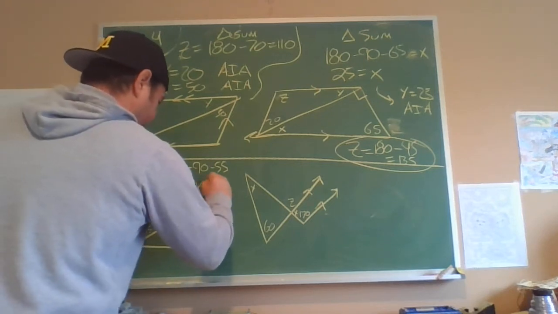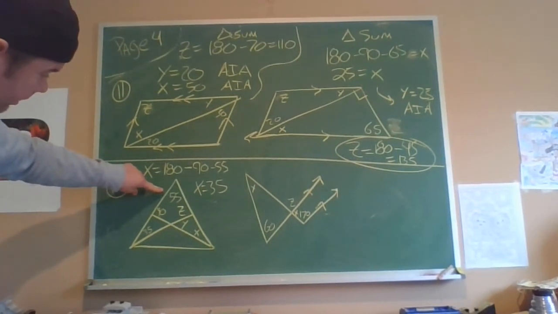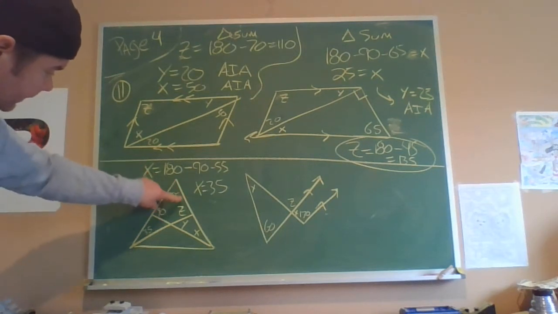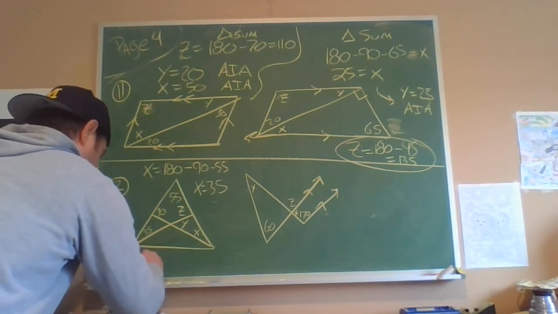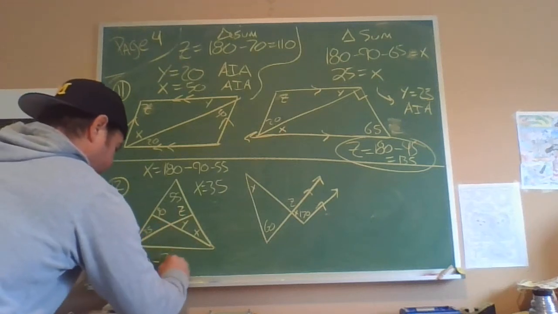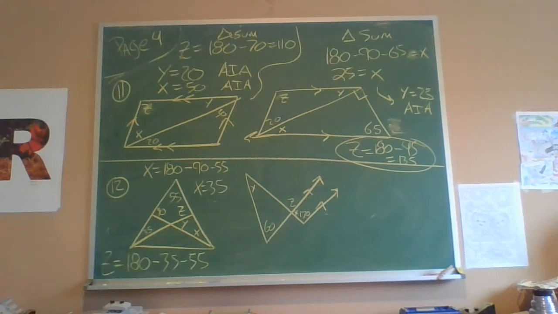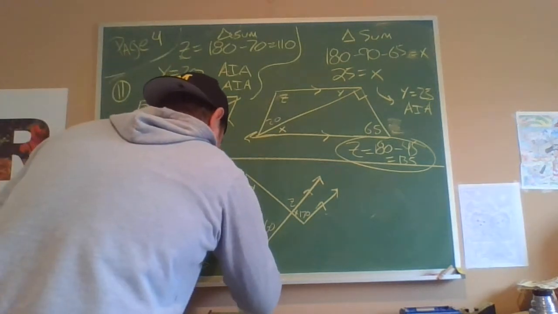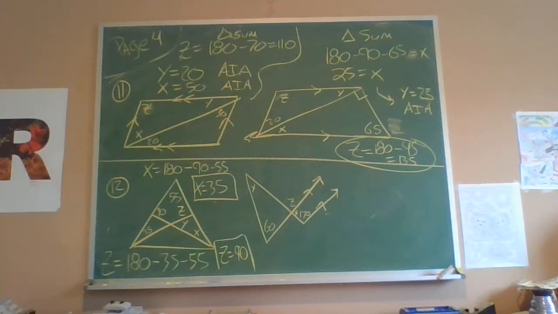So x equals 35. We could do the same thing here, right? Because z is part of this triangle. So z is equal to 180 minus 35 minus 55. 55 plus 35 is 90, so z equals 90. That sounds right. Z equals 90.